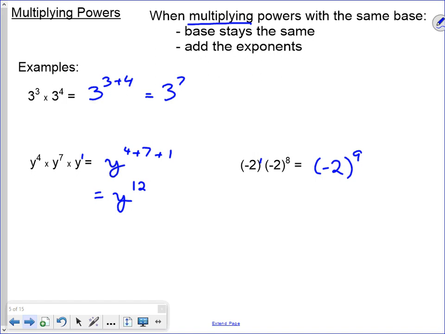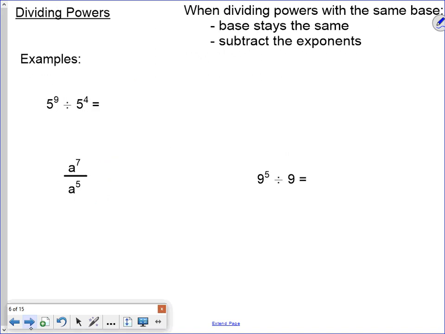If we are dividing instead of multiplying, instead of adding the exponents, we are going to subtract the exponents. But again, the base stays the same. So if I've got 5 to the power of 9 divided by 5 to the power of 4, powers have the same base, my base is still 5. I'm going to subtract those two exponents to get 5 to the power of 5.